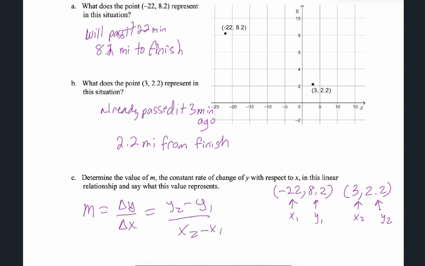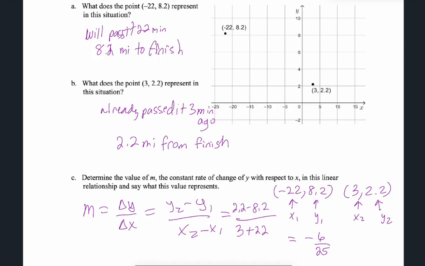Okay, so let's plop those values into our formula. So it's going to be 2.2 minus 8.2 over 3 minus a -22, which would become plus 22. 2.2 minus 8.2 is -6. 3 plus 22 is 25. Do you see how we got that positive value in our denominator, which is a great way to represent a fraction? The negative can be on top, but you don't want it in the bottom.